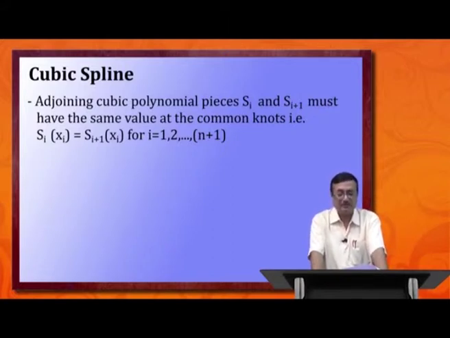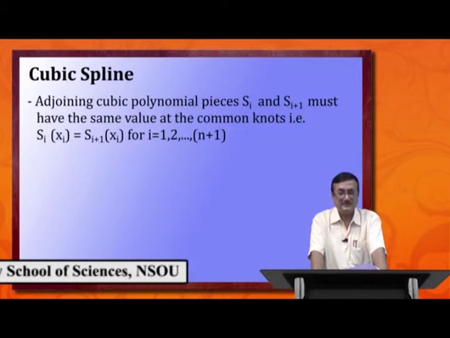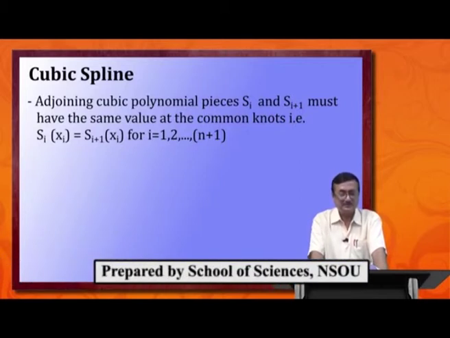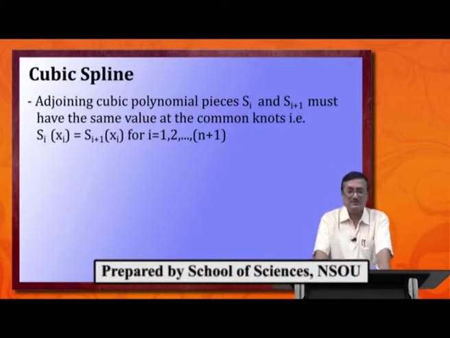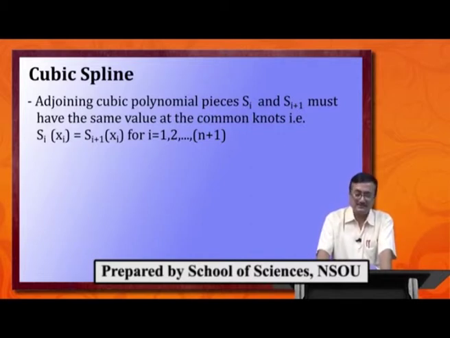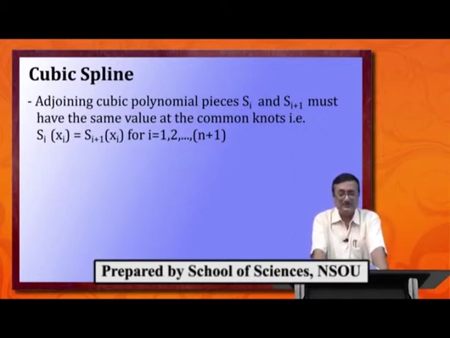The second condition is that adjoining cubic polynomial pieces Si and Si+1 must have the same value at the common knots. Knots means the nodal points, that is xi, that is Si(xi) should be equal to Si+1(xi) for i = 1, 2 up to n-1, that is the internal nodal points. We have thus another n-1 conditions.